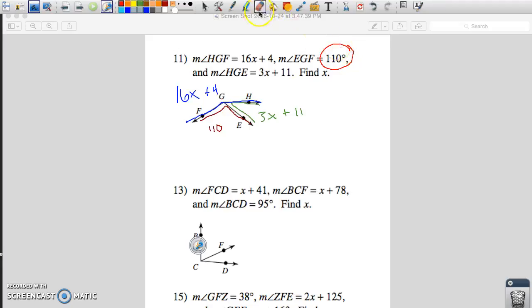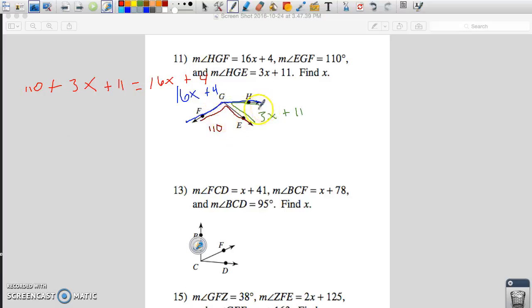You know that this angle plus this angle equals the big angle, right? That's nothing new for you. So let's set that up as an equation. This plus this equals this. If I do that, it'll look like this. Watch. 110 plus 3x plus 11 equals 16x plus 4. Do you see how I did that?